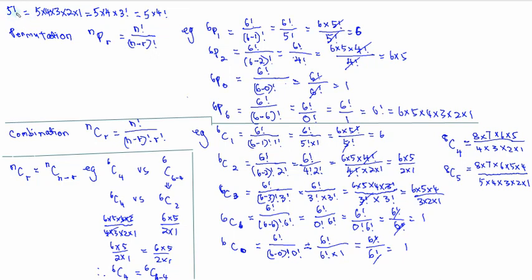5 factorial is equal to 5 times 4 times 3 times 2 times 1. But it can be written as 5 times 4 times 3 factorial. That means 5 times 4, and 3, 2, 1 we write as factorial. Or we can write as 5, and then 4, 3, 2, 1 as 4 factorial.